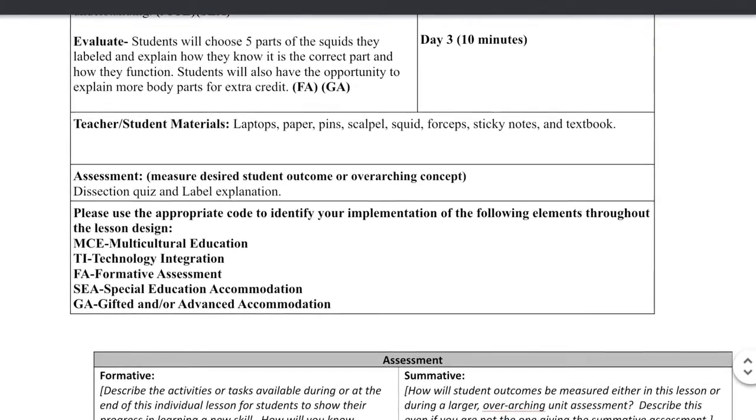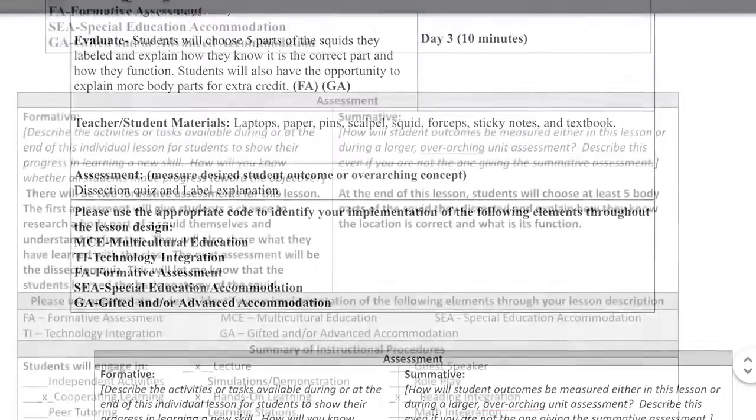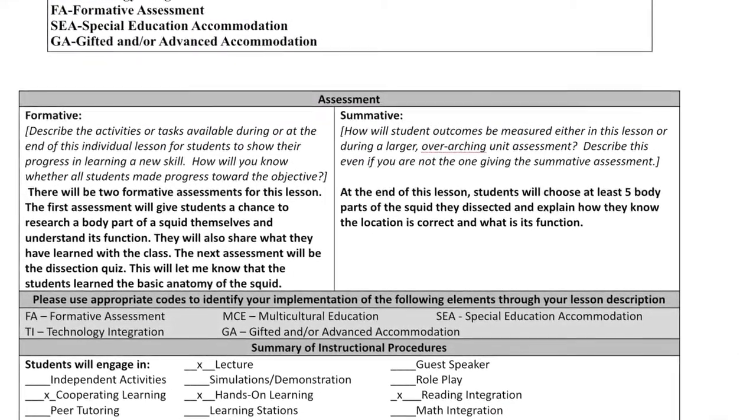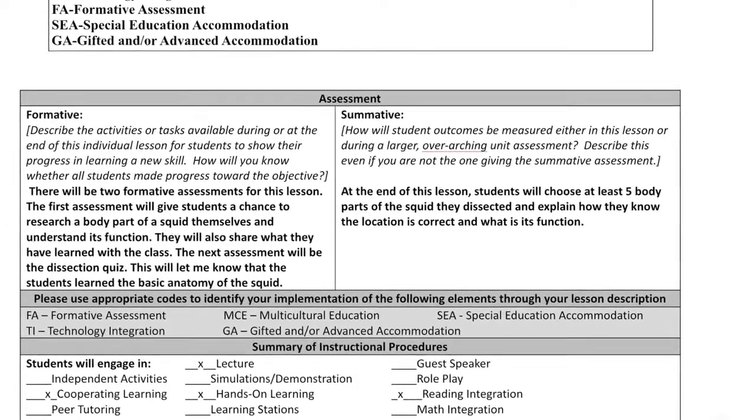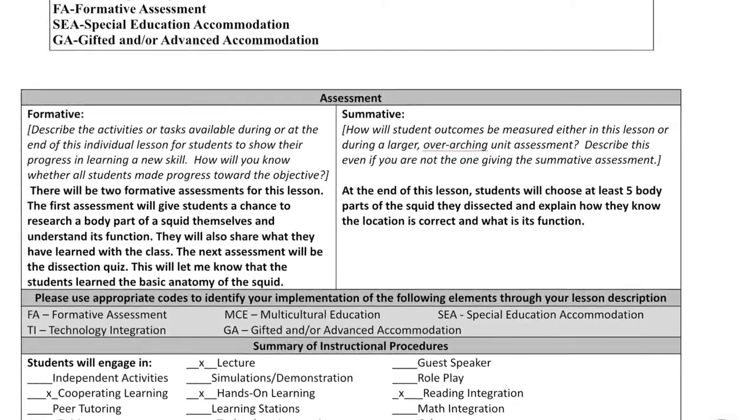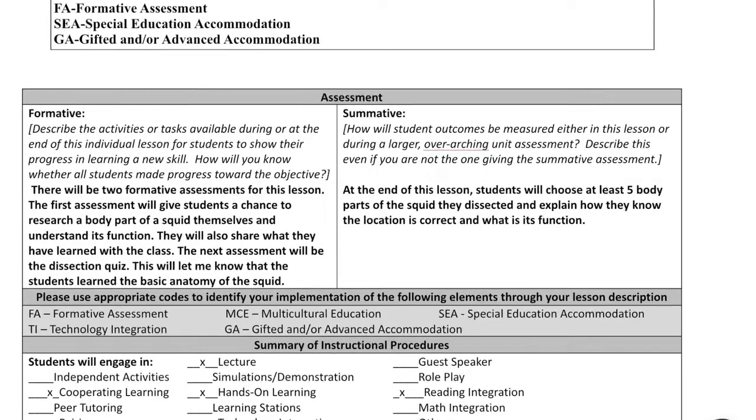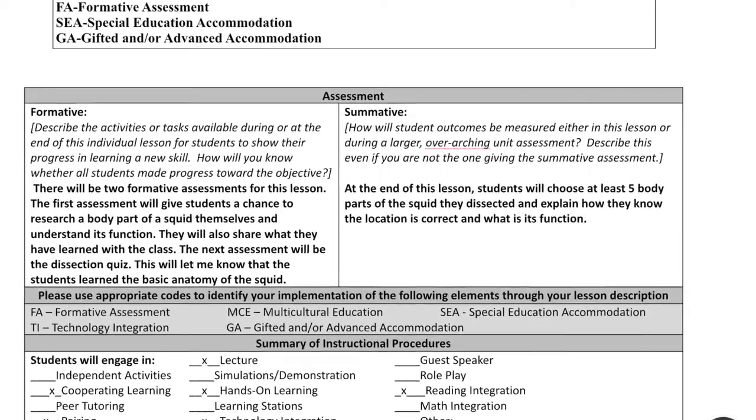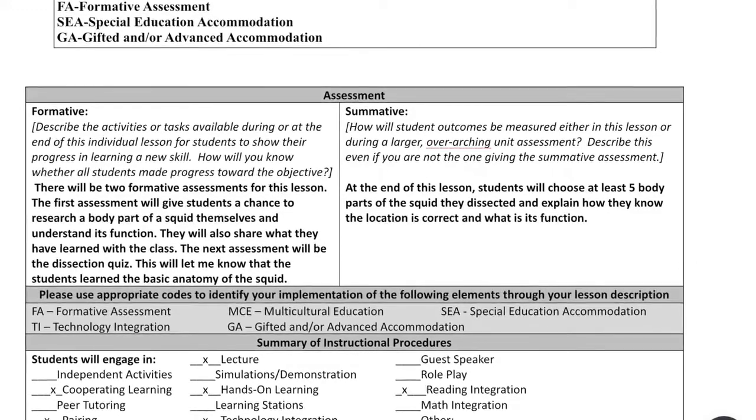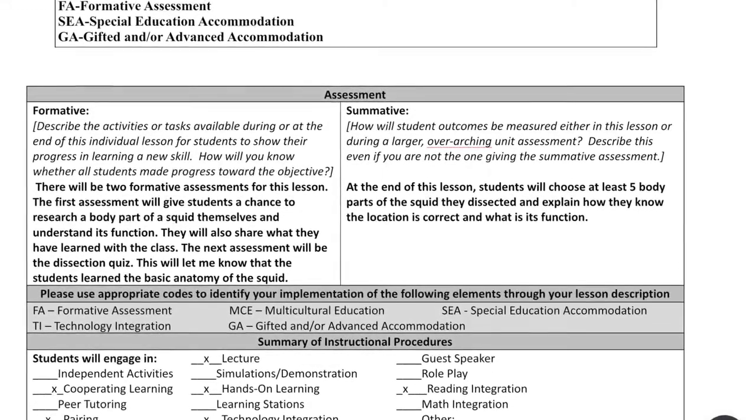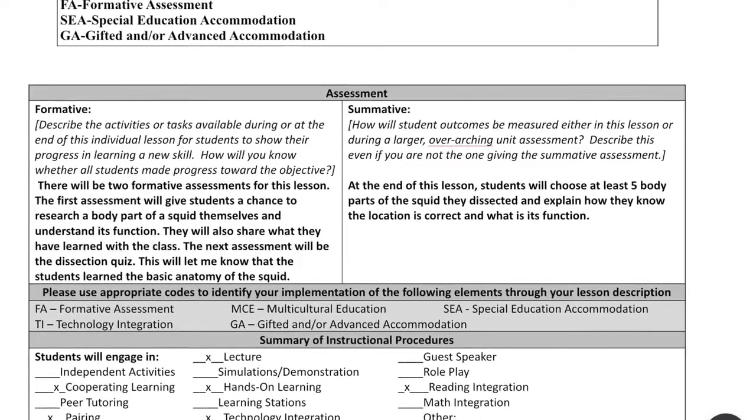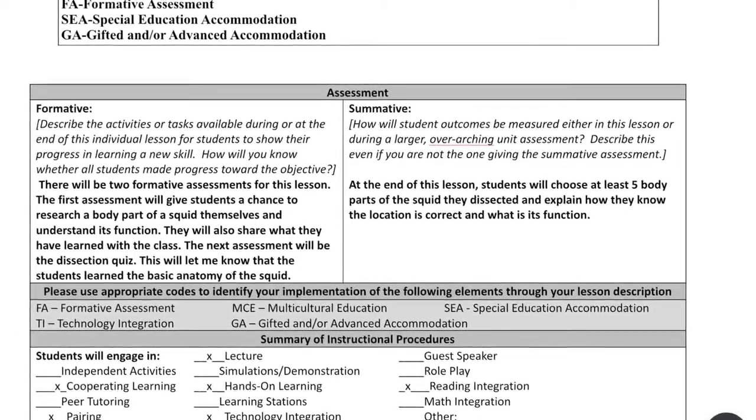In our lesson plan, the assessment will take place, as Jonathan mentioned, by using a quiz and research format. So we will have a research, which will be instructing the students to research a body part of the squid by themselves and trying to understand its function. They will then share what they learned with the class. So this can be done either in pairs or individually.